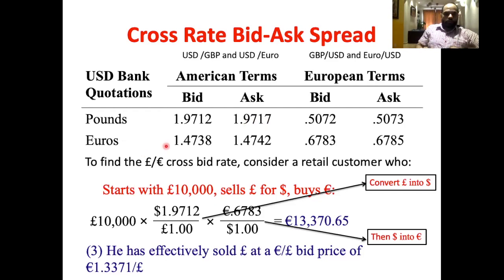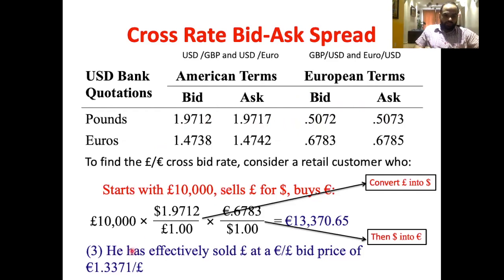So for euro, 1 euro equals 1.47 USD for bid, which is 38, and ask is 42. So bid and ask spread. Under European terms, which means indirect quotation as per American terms. All right. So bid is this, or 1 divided by 1.9717 is this. All right. Ask is 0.5073, or 1 divided by 1.9712, right?